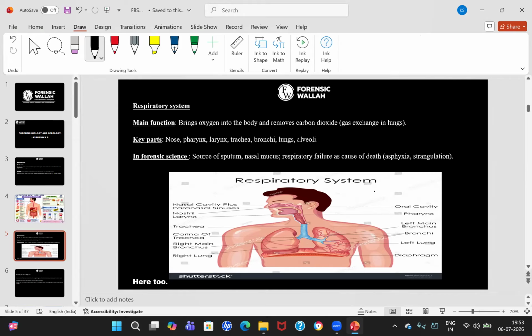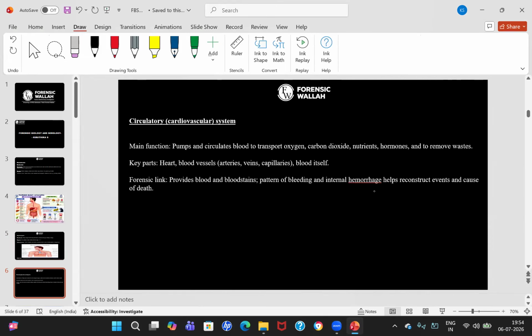With respect to forensic science, the source of sputum and mucus that is obtained, any kind of respiratory failure, asphyxia or strangulation, especially in cases of suicides and murder, this sputum and nasal mucus can be analyzed. Even when suspecting whether the person had a respiratory failure which was the cause of death, that can also be analyzed by studying the respiratory system in detail.